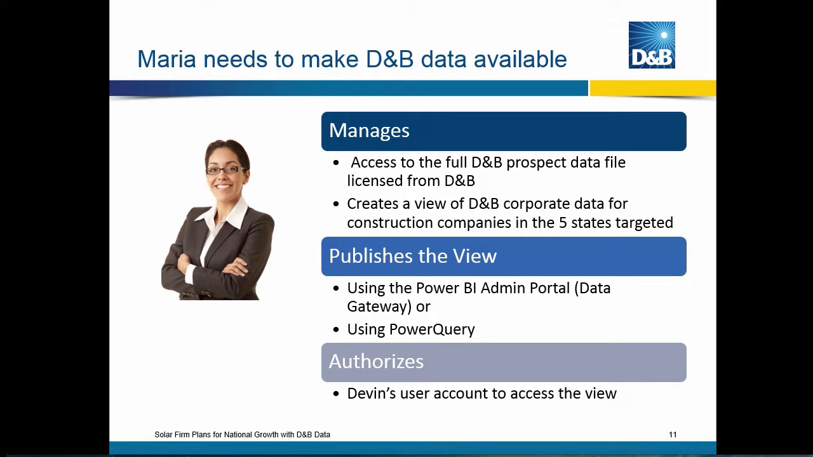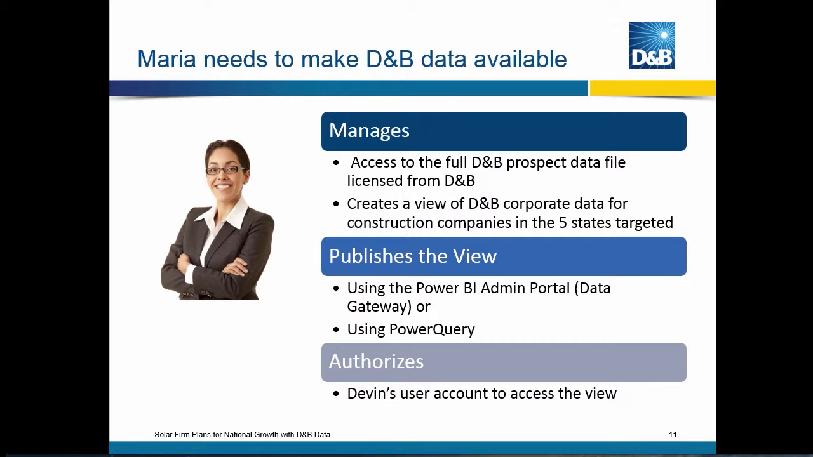So Maria has a couple of tasks she needs to do to make this data available to Devin. The first thing is, of course, she's managing the full DNB prospect data file that she's got licensed from DNB. She'll create a view, and she can do that in SQL Server. She can do that using Power BI if she has that available through the gateway, make an OData endpoint, a number of different ways. But most normally the DBA would make this data or some subset of it available to the analyst for this type of work.